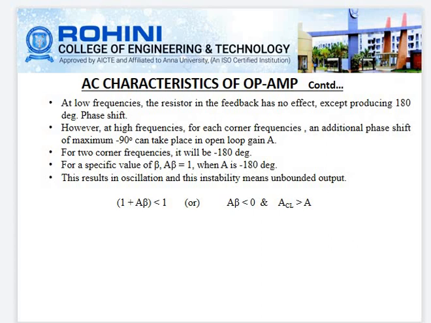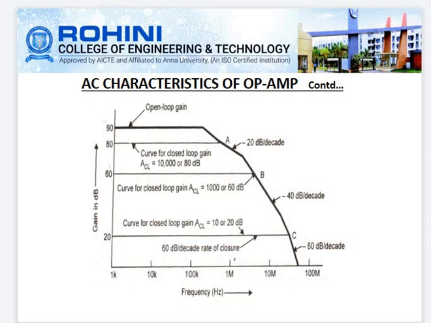That is, 1 plus A beta is less than 1 or A beta is less than 0, and closed loop gain is greater than the open loop gain. So the magnitude response of the gain response of the operational amplifier for three different corner frequencies is shown in the figure.